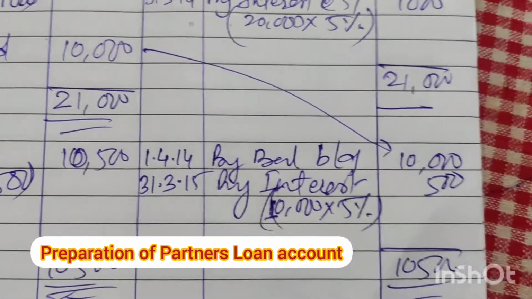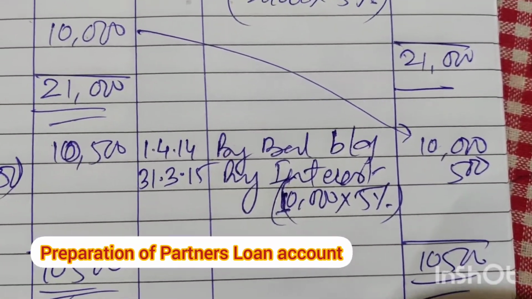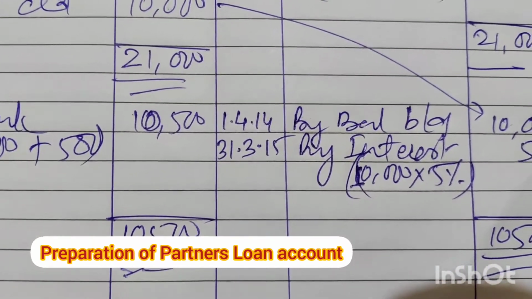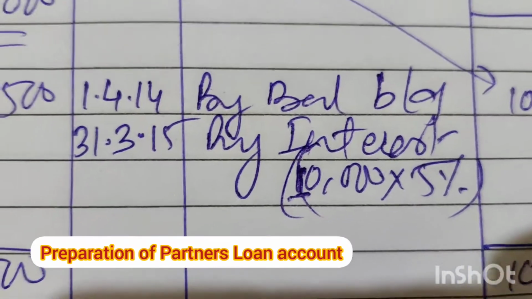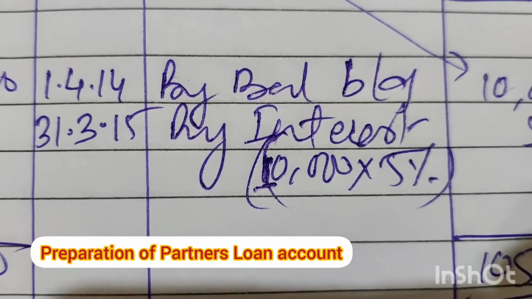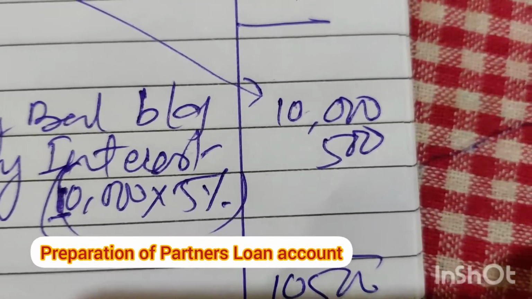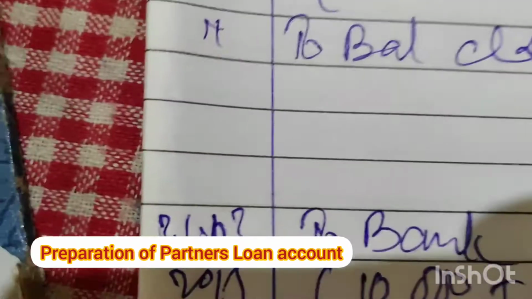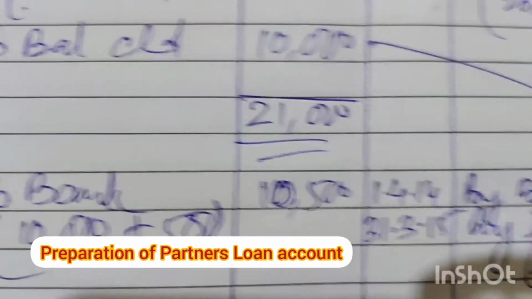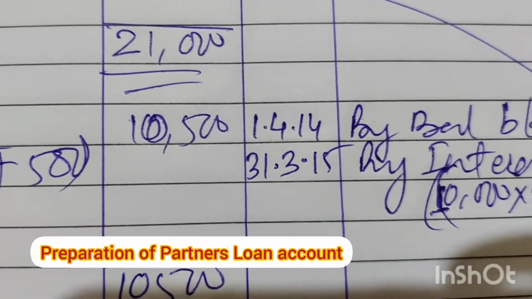1st April 2014, balance brought down 10,000. So we calculate interest at the end of the year, 31st March 2015: 10,000 into 5% is 500, the interest. Okay, so now we have to pay this here on the debit side. On which date are we calculating interest? The last date, 31st March 2015.